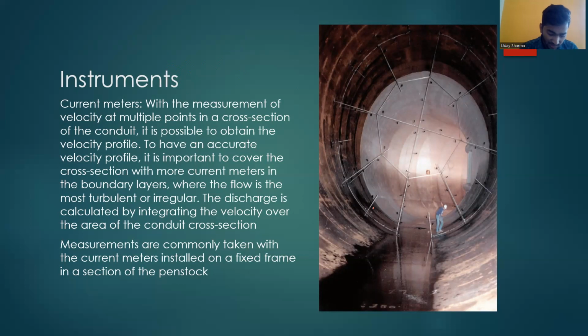As we can see here, the current meters are attached to a fixed frame over the penstock. To calculate the velocity, we have covered the major cross-sectional area of the penstock.